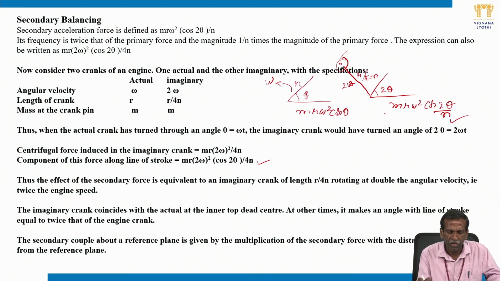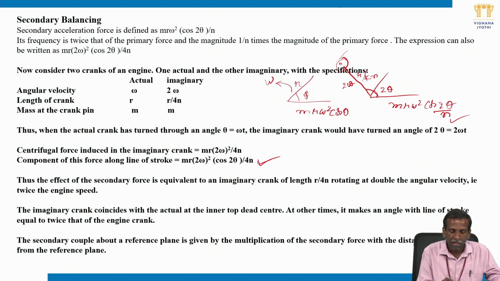This horizontal component is the only force along the line of stroke. If you keep a mass on a crank of length r by 4n, imagine that it is rotating with 2 omega and kept at 2 theta angle, then this is the balanced horizontal component. Of course, there is a vertical component that remains unbalanced. So the balancing component is this one. Thus the effect of the secondary force is equivalent to an imaginary crank of length r by 4n rotating at double the angular velocity, that is twice the engine speed.